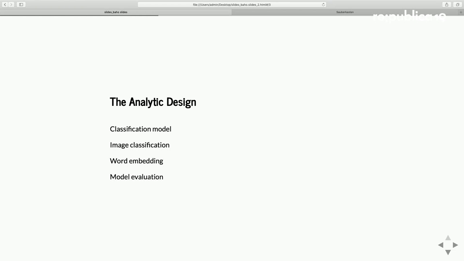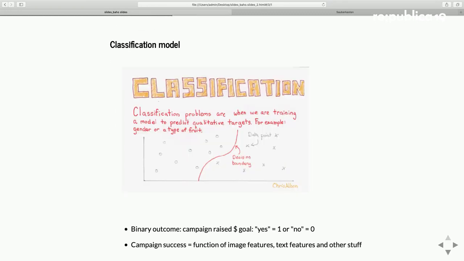Okay, so this is what I'm going to be talking about for most of this talk: the analytical design. So we have a classification problem here, and that's what I'm starting with. This is stolen from Chris Albon. I quite like his graphics. A classification problem is when we are training a model to predict a qualitative target. In our case, whether or not the campaign is successful, so whether or not the campaign has raised what it wanted to raise, yeah?